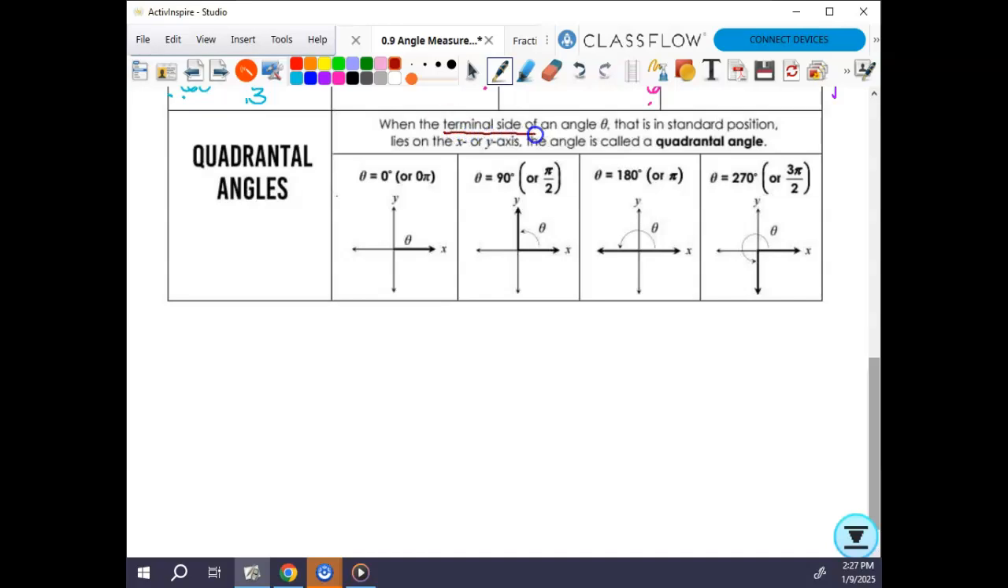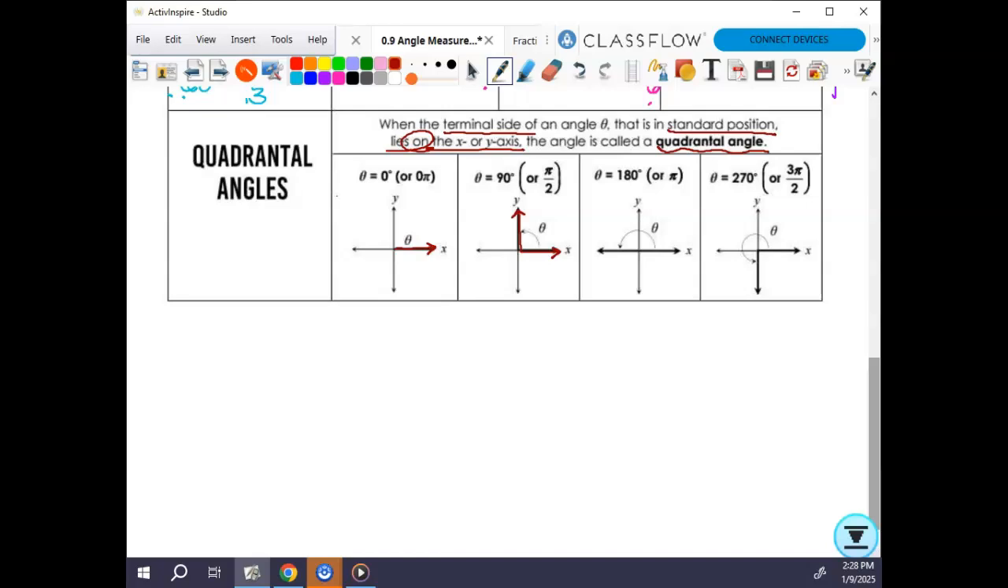When the terminal side of an angle that is in standard position lies on the x or y axis, it's called a quadrantal angle. So if we are at 0, like the angle hasn't even opened, or you're at 2 pi or whatever, that's on the axis, that's a quadrantal angle. Your pi halves, it's not in a quadrant, it's a quadrantal angle.